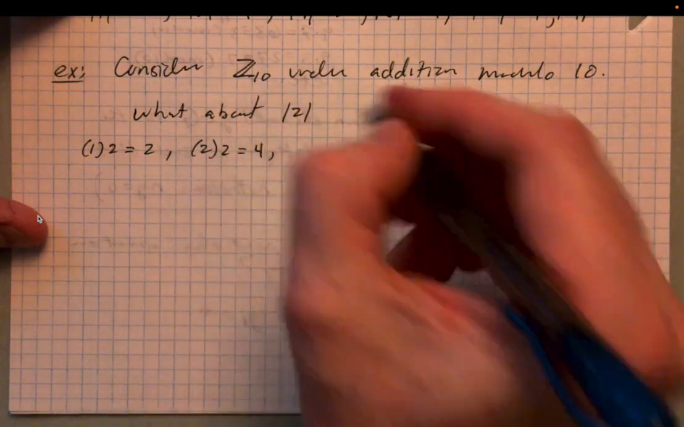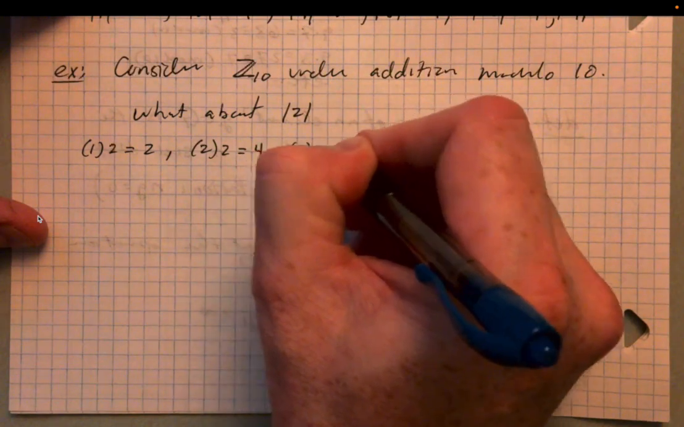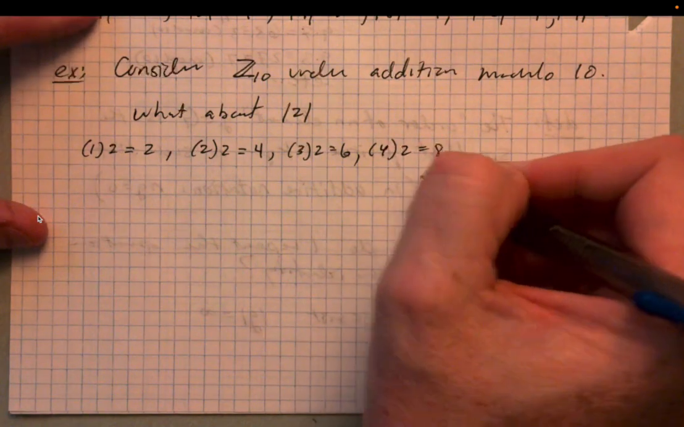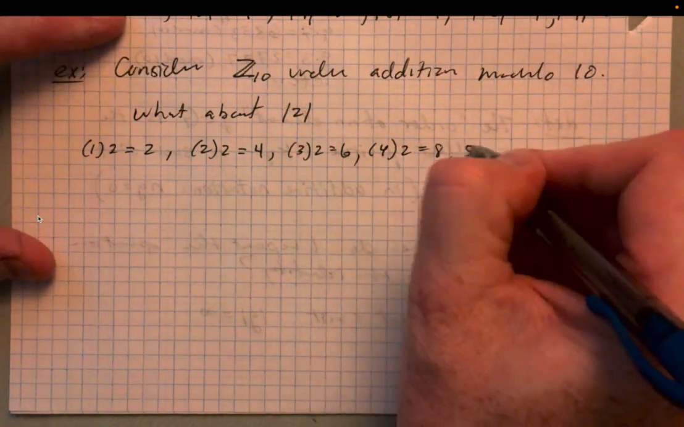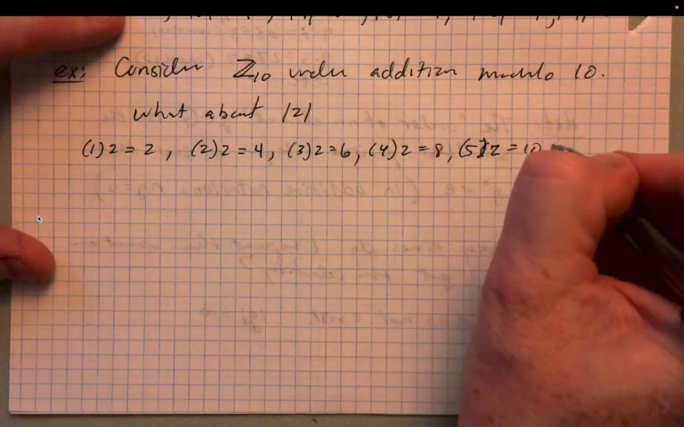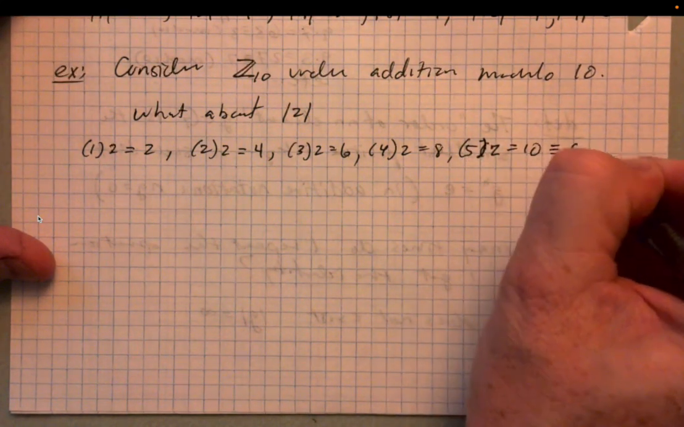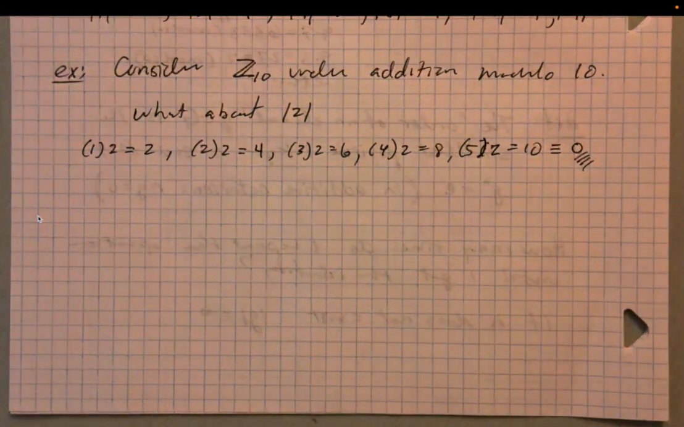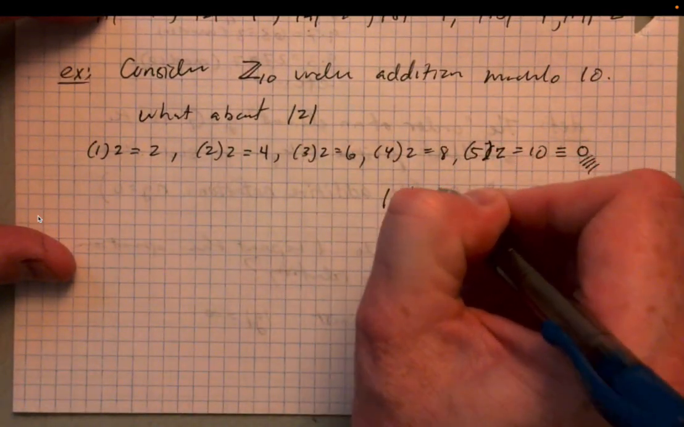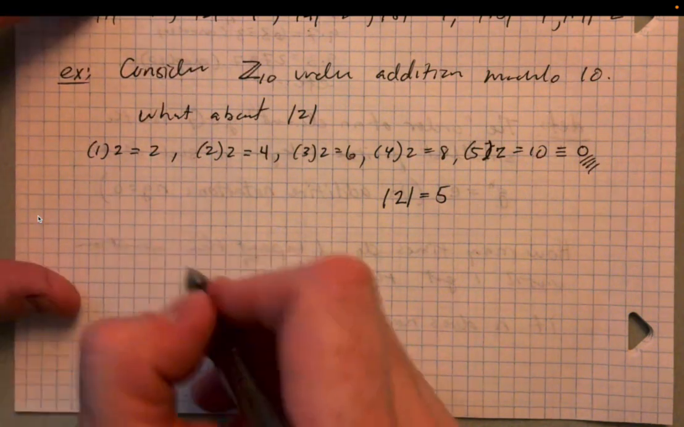Again, we're modulo 10. What about 3 times 2? That's 6, not it. 4 times 2? 8. Okay, what about 5 times 2? That's 10. Now 10 modulo 10 is 0, and that's the identity in this group, right? The identity in Z10 is 0. We're talking about addition here. Okay, so that means that the order of 2 is equal to 5.